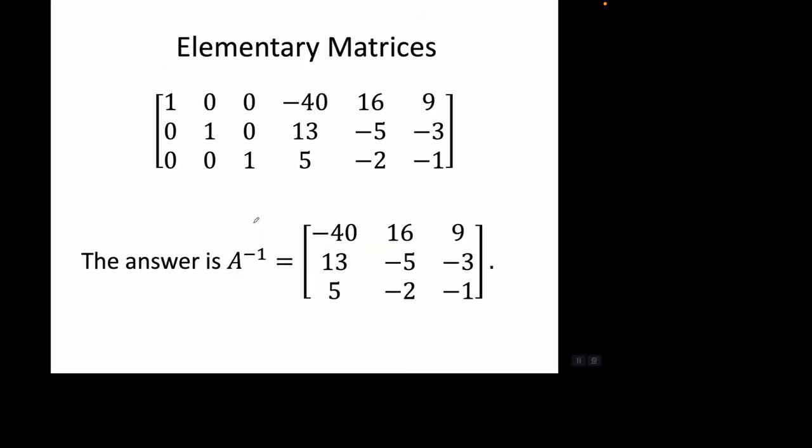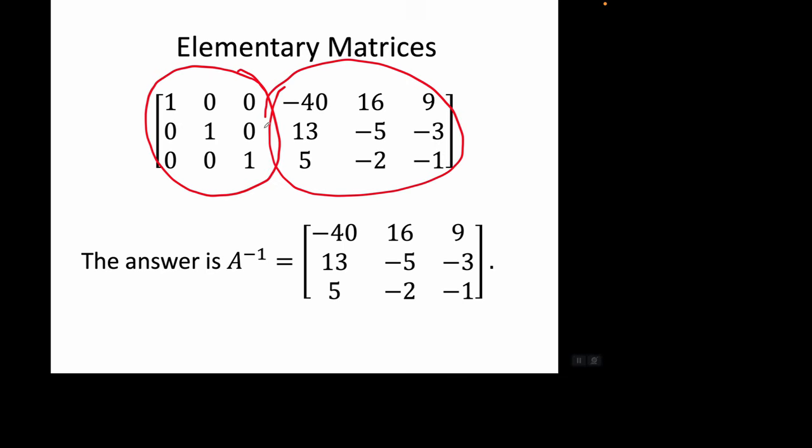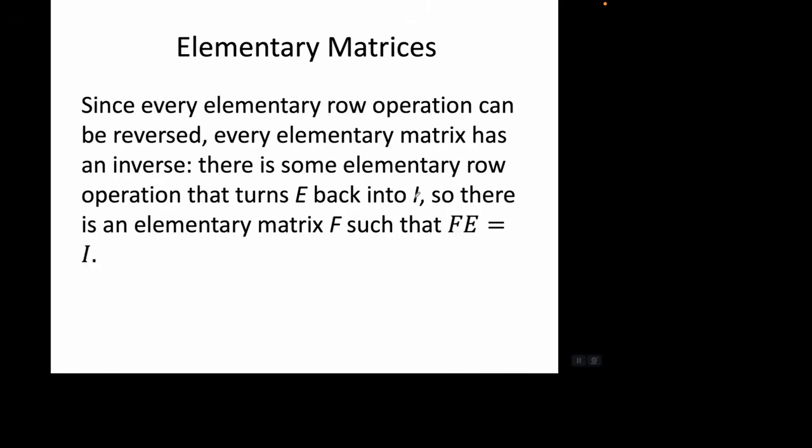And we're done, folks. Look at this. This is what we end up with. This is our identity matrix, and so this must be A inverse. So the answer is going to be A inverse equals this. Phew, that took a while.